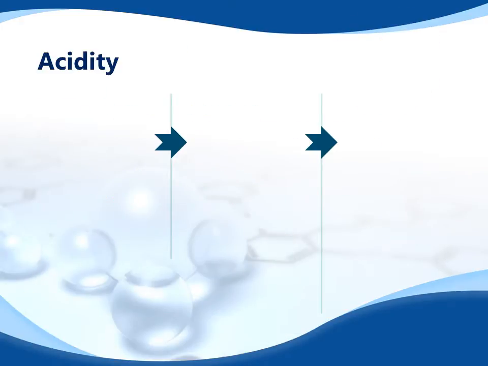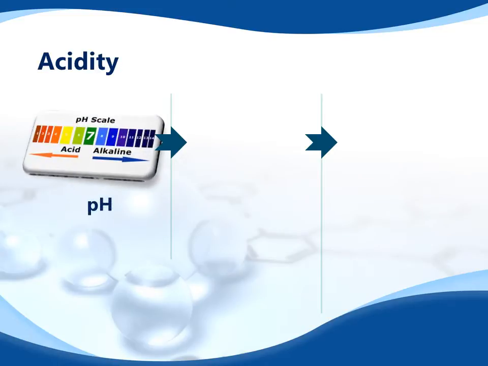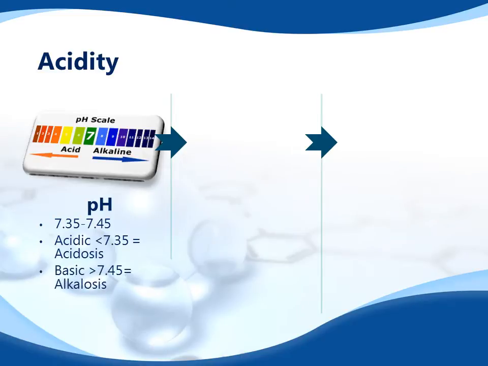The remaining three labs have to be interpreted together. Start with pH. Do your results indicate acidosis, lower than 7.35, or alkalosis, higher than 7.45? If the pH drops below 6.8 or rises above 7.8, the patient will die. Next, you have to determine if the cause is respiratory or metabolic.